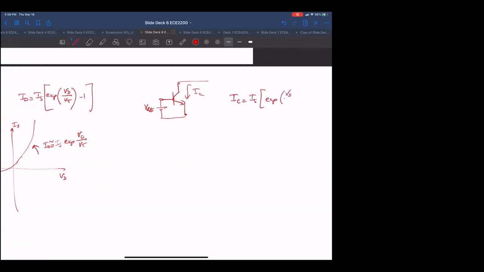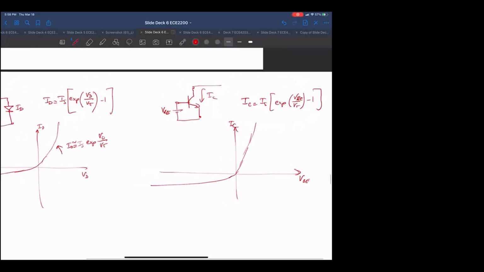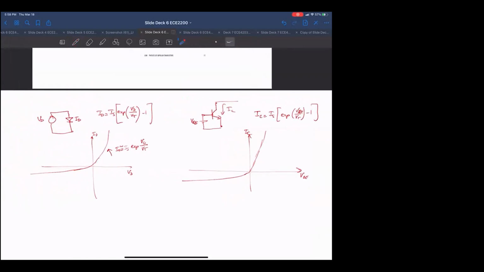Exponential of VD over VBE, VBE minus 1, which looks exactly the same, right? And if I was going to plot VBE versus I sub C, I would get a very similar current to the diode. In fact, exactly the same current.